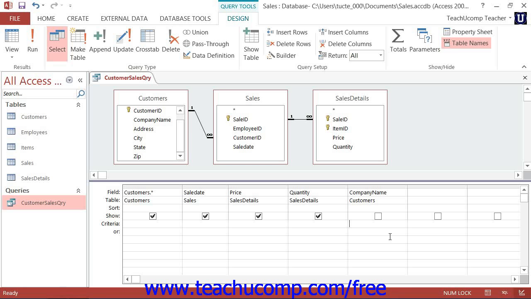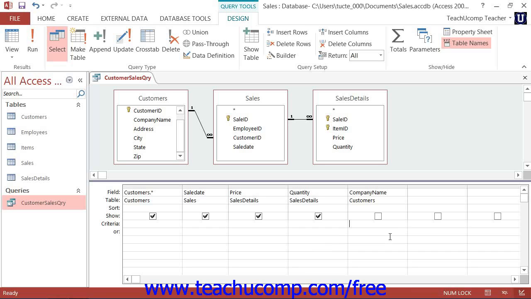You can also use wildcard characters to add an additional level of flexibility to your queries. Wildcard characters represent unknown values. There are two main wildcard characters that you need to know, the asterisk and the question mark. The asterisk represents multiple unknown characters.